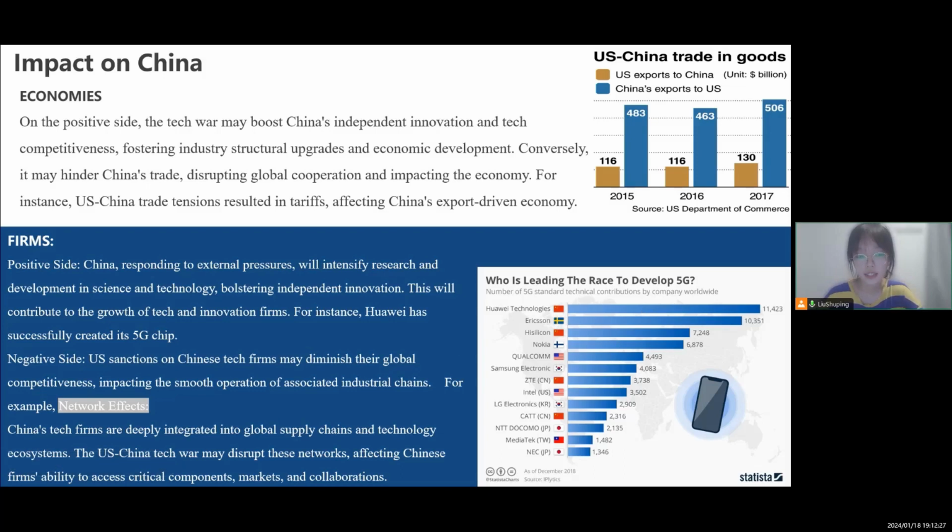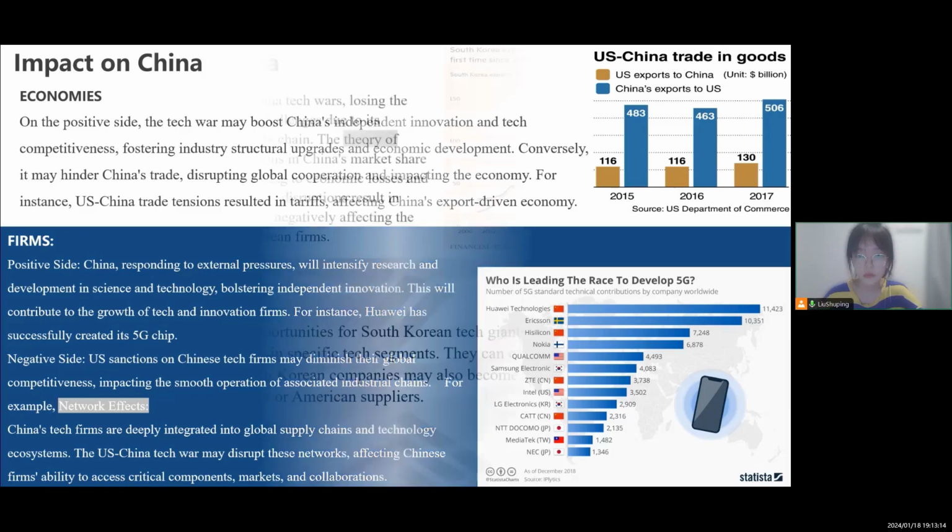But on the negative side, US sanctions on Chinese tech firms may diminish their global competitiveness, impacting the smooth operation of associated industrial chains. For example, it will have a negative network effect, as Chinese tech firms are deeply integrated into global supply chains and technology ecosystems. The US-China tech war may disrupt these networks, affecting Chinese firms' ability to access crucial markets and collaborations.